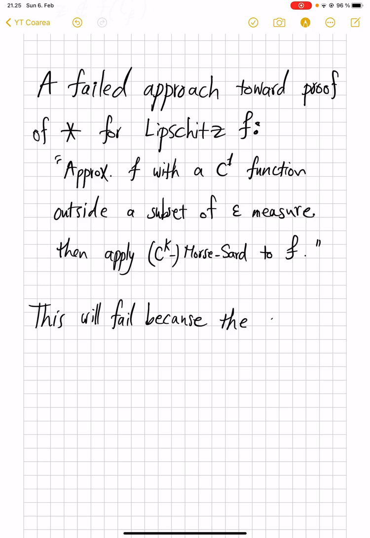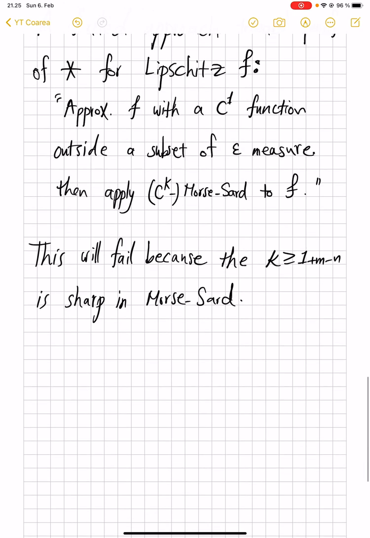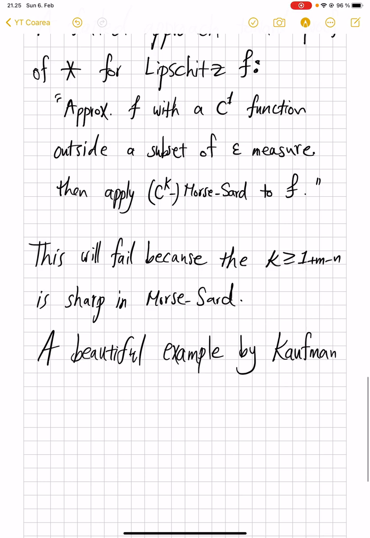because the C^k, k bigger than or equal to 1 plus m minus n, is sharp in Morse-Sard. That means even if you had your f just C1, not even after approximation, let's say you started with a C1 function, this claim of the Morse-Sard is actually false. An amazing example was constructed by Kaufman in 1979 in a 2-page paper.